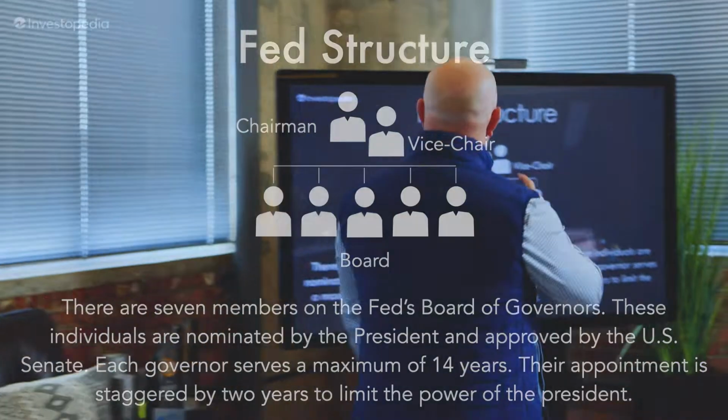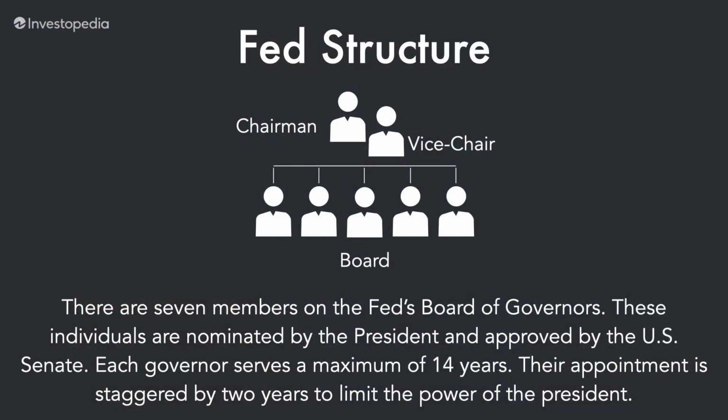Check it out. Right, the Federal Reserve, there's a chairman and a vice chair, and there's a board of directors. There are 7 members on the Federal Reserve's board of governors. These individuals are nominated by the president and approved by the U.S. Senate. Each governor serves a maximum of 14 years. Their appointment is staggered by 2 years to limit the power of each president. The purpose of doing this, the Federal Reserve was designed in a way to not be political, right?